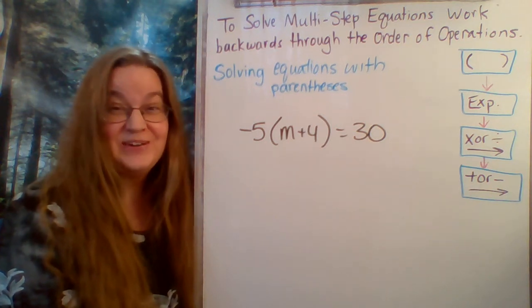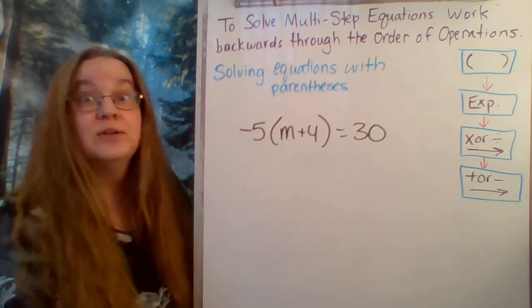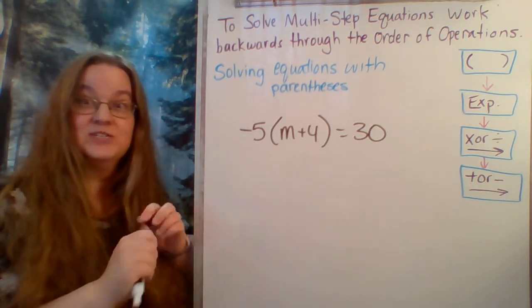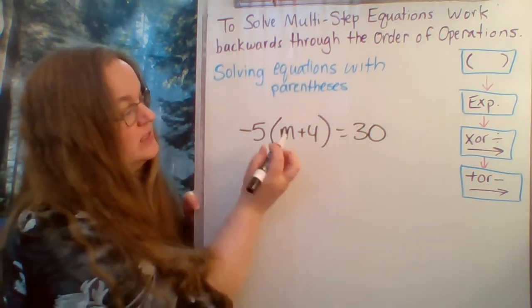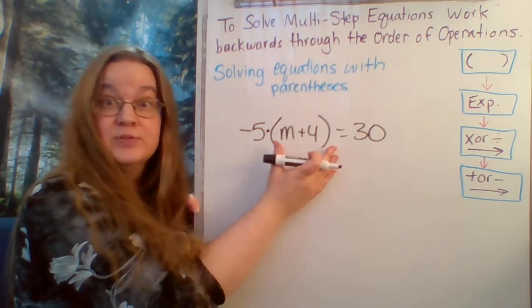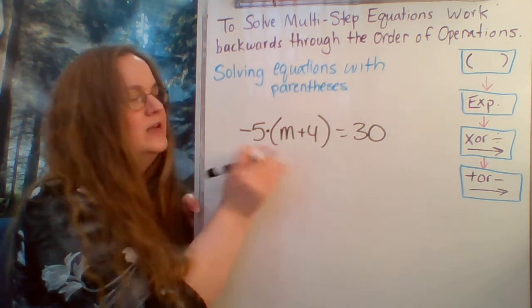Hello, this is Mrs. Brown, and today we're going to be solving equations that have parentheses. Now, there are two ways that we can actually solve these, and depending on the situation, one might be easier than the other. When I'm looking at this, this is -5 times this quantity, -5 times this sum. So in other words, I have to add these together and then multiply by -5.